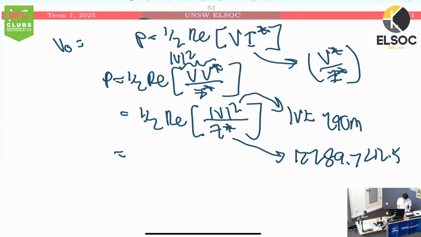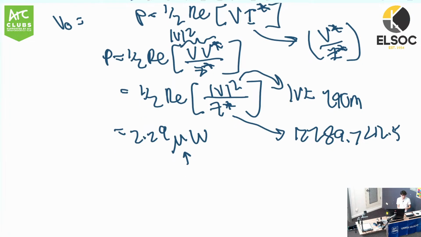And so I'll just plug this into my calculator and I'll get this. There is a caveat to this, and I'll explain that in just one moment. Just let me get the actual solution for you. So this would be 240 times 10 to the negative 3, and then we'll have to square it, 12289.7, and then the angle would be 12.5. Okay. So if I simplify this, this actually gives me 2.29 microwatts. It's actually pretty small. Small by a factor of 10 to the negative 6.